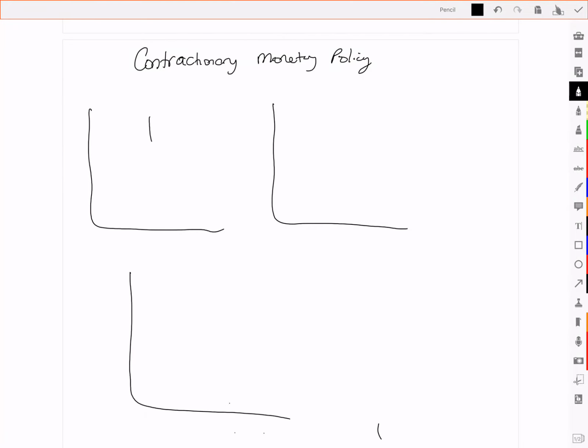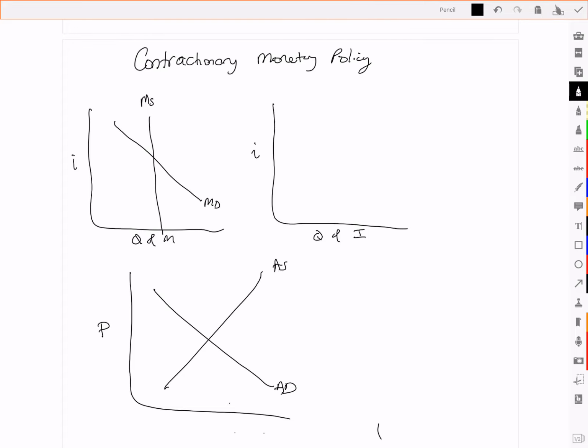The first one is going to be our money markets, so money supply, money demanded, interest rates on the vertical, quantity of money on the horizontal. The second is going to be quantity of investment spending as it relates to interest rates. And then the last graph is going to be our aggregate demand and aggregate supply. And so we're looking at real GDP. So with contractionary monetary policy, we decrease the money supply.